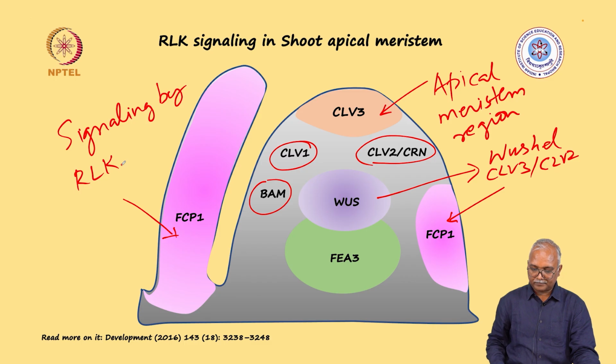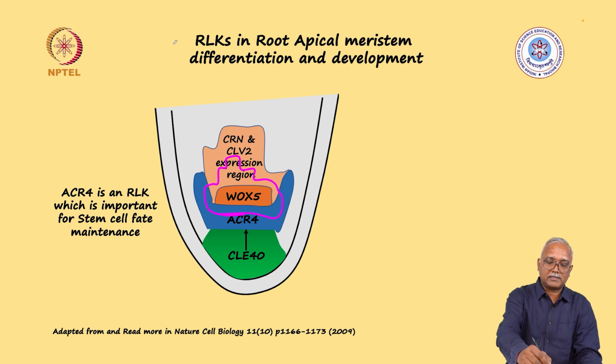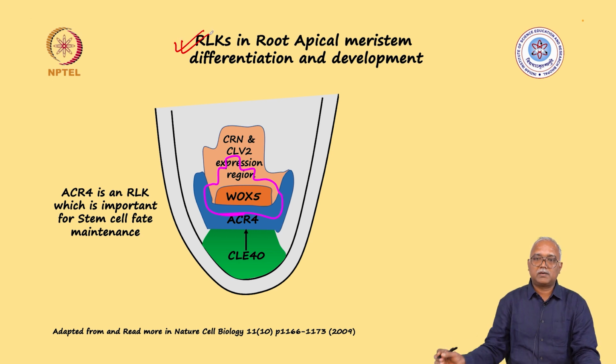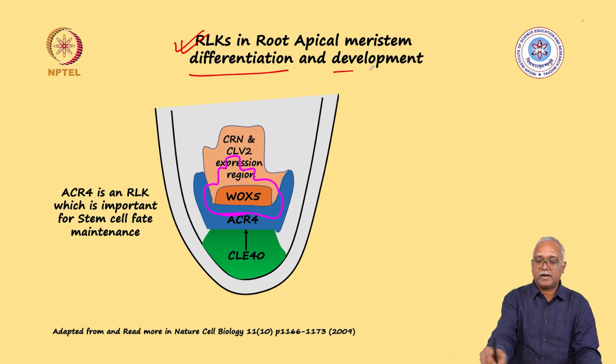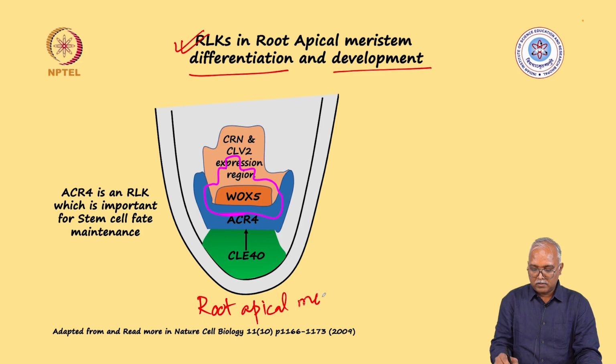to MAPK. Now if you look at the root apical meristem, where again a set of these molecules which are in the class of receptor-like kinases, they are involved in differentiation and development of root apical meristem. In this meristem region, you have distinct zones where different components of receptor-like kinase signaling are activated or present. They have an expression domain and where they ensure activity is being maintained.